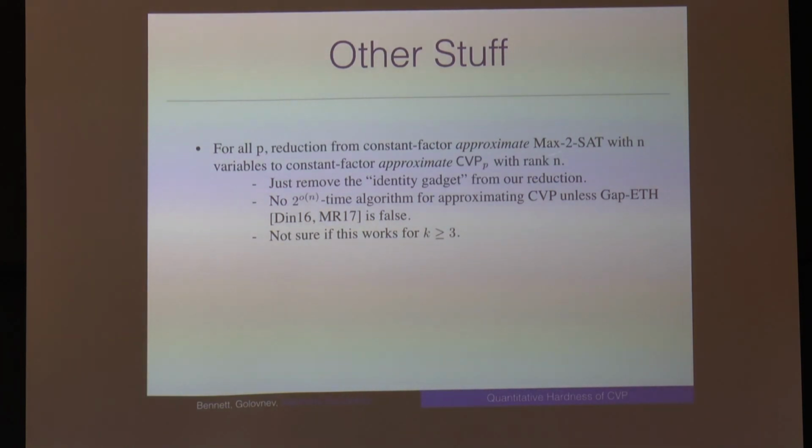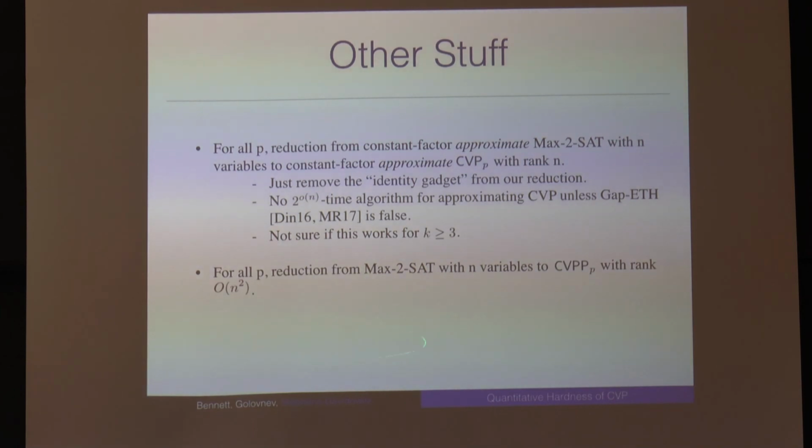One annoying thing is we're not sure if this reduction works for k greater than or equal to 3. I think if we had that, then we'd have very compelling reason to believe that 2 to the n is a nice lower bound even for constant factor approximation. And we even have a reasonable conjecture, or I don't know if I'd call it a conjecture, a reasonable belief about these isolating parallelepipeds that if it were true would imply this.